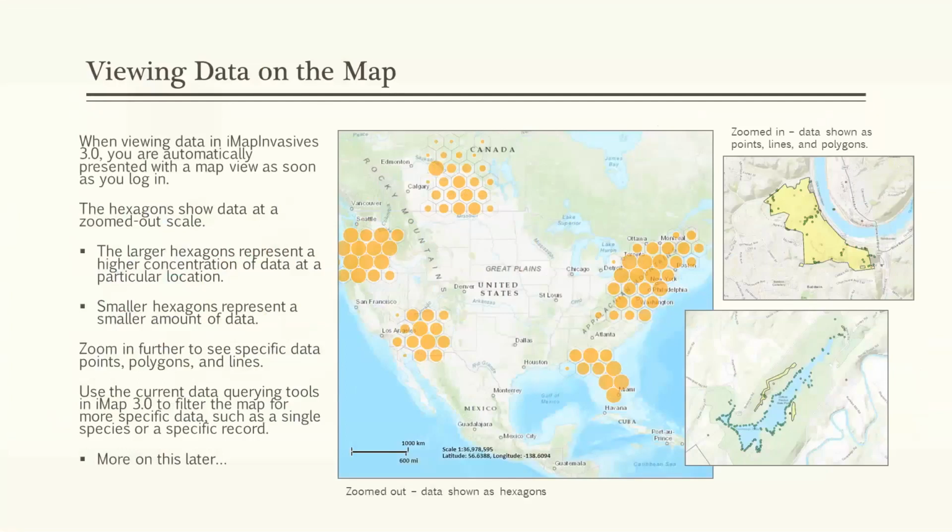You want to choose an area and just kind of zoom in on it. And so you would do that by using the current data querying tools that we have available. You could zoom in on the map and then filter for what you were interested in actually looking at. So we're going to talk a little bit more about that as we keep going through.